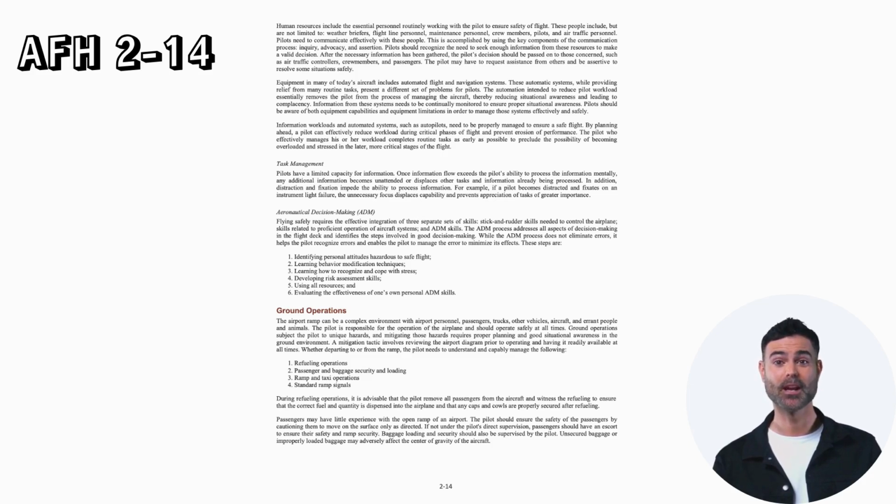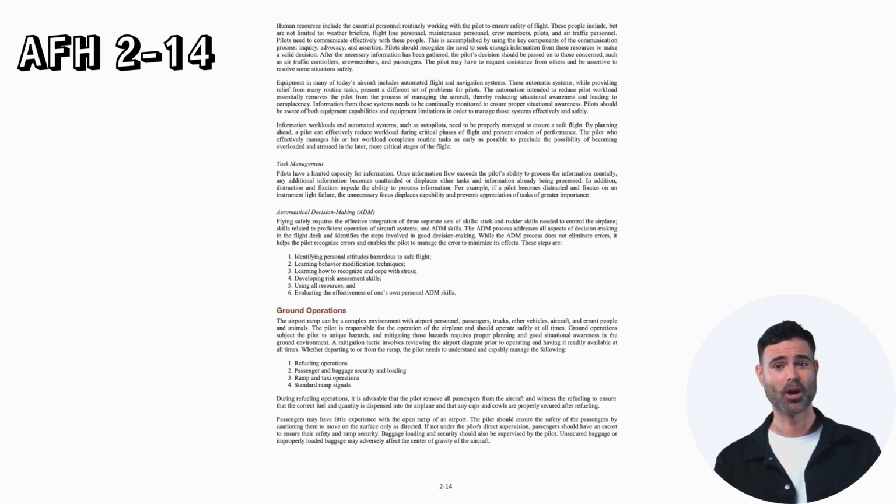Equipment in many of today's aircraft includes automated flight and navigation systems. These automatic systems, while providing relief from many routine tasks, present a different set of problems for pilots. The automation intended to reduce pilot workload essentially removes the pilot from the process of managing the aircraft, thereby reducing situational awareness and leading to complacency. Information from these systems needs to be continually monitored to ensure proper situational awareness. Pilots should be aware of both equipment capabilities and equipment limitations in order to manage those systems effectively and safely.